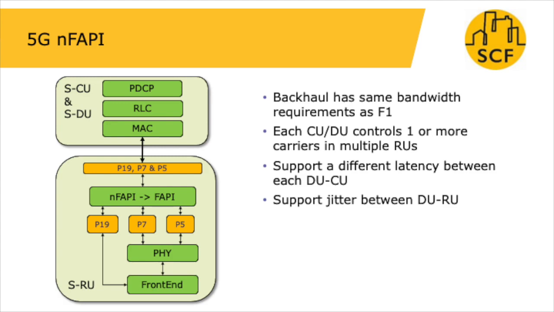Then we have to handle the fact that we can have different latencies between each CU-DU pair, and need to manage that in a coordinated fashion. And then, of course, we're going to have jitter on those connections. So most of those additions for network FAPI is very much a wrapper around FAPI. So FAPI is still there in the heart, and then we just do the work to extend that across an actual interface.